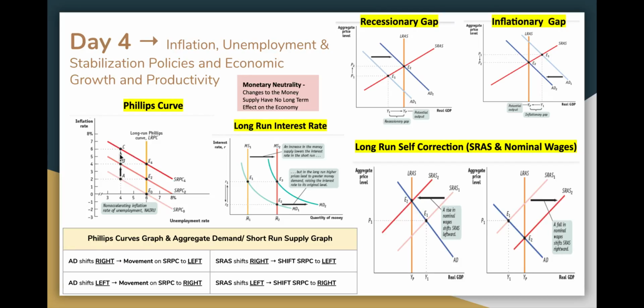Then we have these downward sloping curves because that's the relationship at high levels of inflation. We have low unemployment, and at low levels of inflation, we have high unemployment. So the short run Phillips curve is always a downward sloping curve. That's why it looks the way that it does. And essentially, when the aggregate demand curve shifts or when the short run aggregate supply curve shifts, we see another either shift or movement on the Phillips curve.